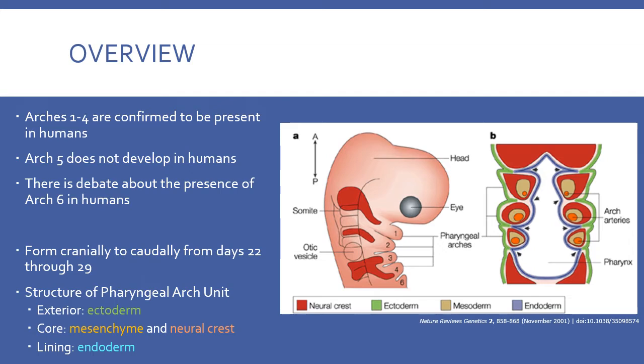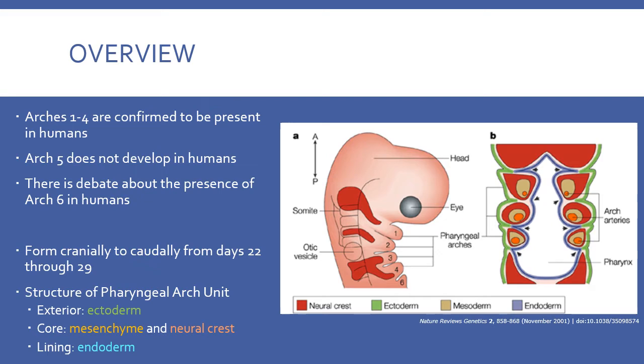So the number of pharyngeal arches varies from organism to organism. In humans, there are at least 4. The 5th arch doesn't develop in humans, so an arch that develops in other organisms does not develop in us. And then there is debate, as your book highlights, about whether or not there is a 6th arch. But I will say, in the same breath that your book says that there's debate about this, it then goes on to discuss the derivatives of the 6th arch and goes on to behave generally as if it does exist, so we will too.